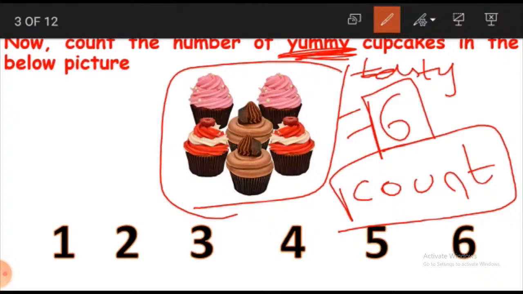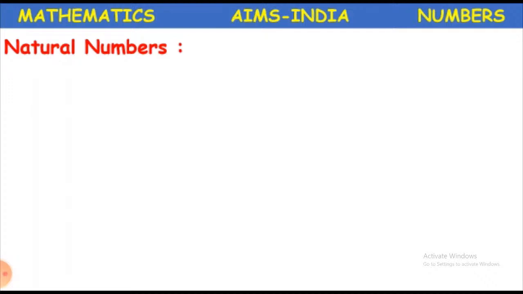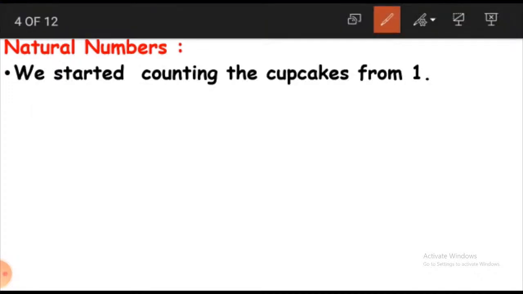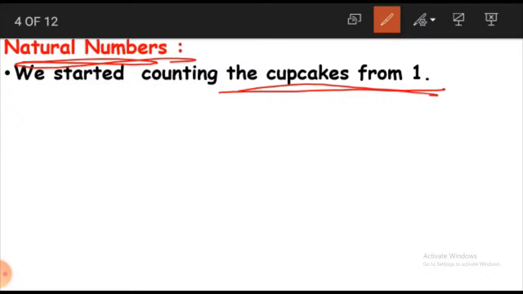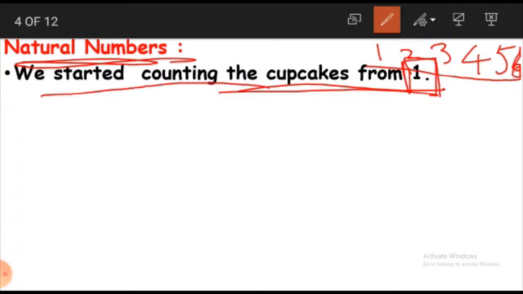Let us move forward now. What are natural numbers? As we know, we've counted few cupcakes in the last slide, where we started counting the number of cupcakes from 1. We've counted them as 1, 2, 3, 4, 5 and 6 cupcakes. How many cupcakes did we get? We got 6 cupcakes. And where did we start from? We started from 1.